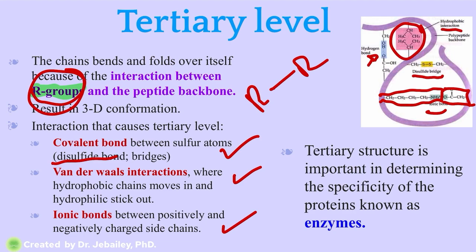Now, an example of a protein that is found in the tertiary structure is enzymes. So all the enzymes that you're going to learn in IB here, they all have the tertiary level, which means they have hydrogen bonds, peptide bonds, disulfide bonds, ionic bonds, all covalent bonds, van der Waals, all these bonds, and they're connecting the R groups.